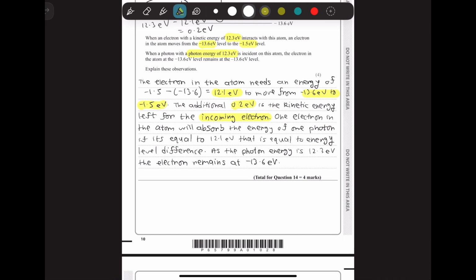Now we're going to write the 2 marks for the photon and the energy level difference. As we know, 1 electron in the atom will absorb the energy of 1 photon. So we are showing here the discrete nature: the electron will be absorbing the photon in a discrete way. The energy level difference is 12.1 electron volt, but the energy of the photon is 12.3 electron volt. As the energy level difference and the energy of the photon are not matching, the electron in the atom will not absorb the photon, hence it will remain at minus 13.6 electron volt, which is the ground state.